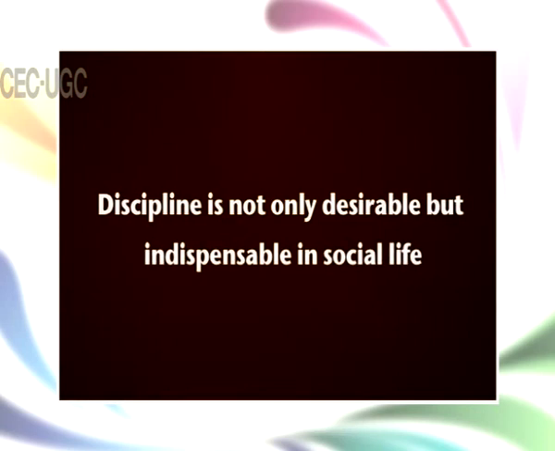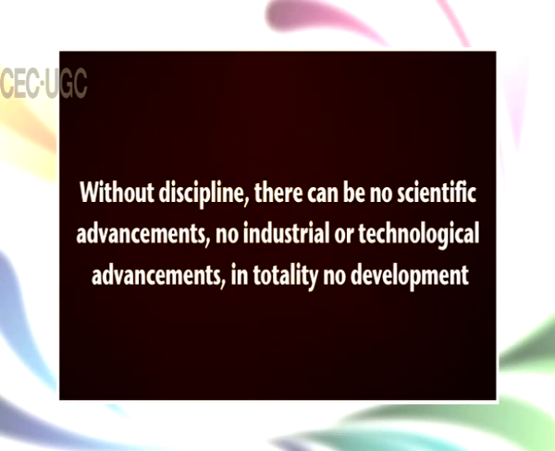Citizens of a disciplined nation work with cooperation and unity for the upliftment of their society. Discipline is not only desirable but indispensable in social life. Whenever discipline and regulation of human conduct are absent, moral and material deterioration sets in. The strength of a nation lies in discipline. Discipline helps the societies and nations to make progress, fight external invasions, and maintain unity. Discipline is very important in social and political life of a nation. Without discipline, there can be no scientific advancements, no industrial or technological advancements. In totality, no development. Discipline is essential for personal growth and national prosperity.